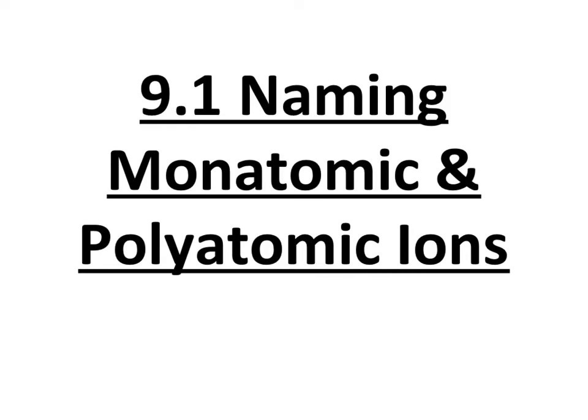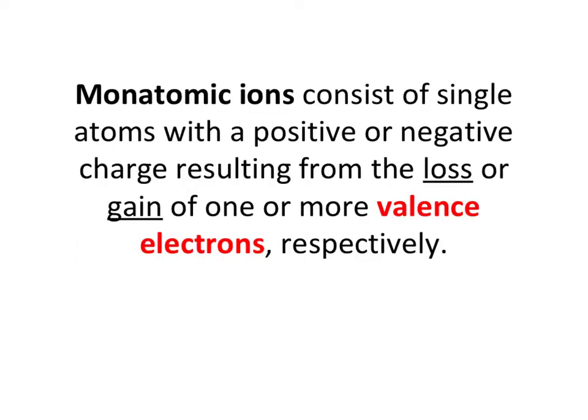Okay, we are going to look at naming ions, naming monoatomic and polyatomic ions, and those are the ions that end up making ionic compounds. So the first thing that you need to remember is that if you have a monoatomic ion, that means it has only one atom, okay? And that atom is either positive or negative charge, and that's from the loss or gain of valence electrons. We've talked about that several times now. That should be familiar to you.